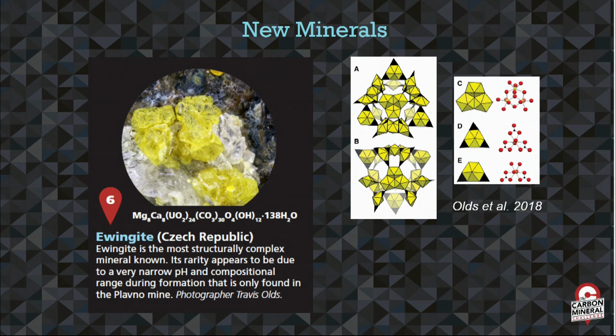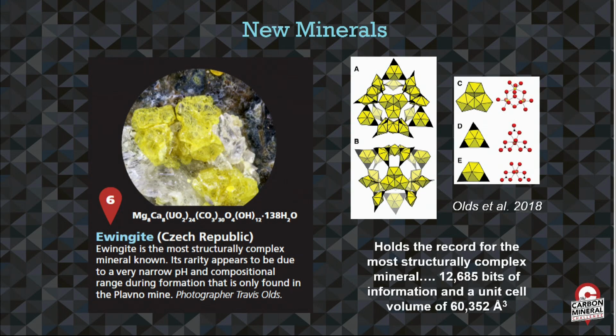It's made of these clusters of uranyl and carbonate, and it actually has the most complex structure that we know of in the mineral kingdom today. It has over 12,000 bits of information in the unit cell, and a unit cell volume of over 60,000 cubic angstroms. For those of you who don't do mineralogy, that's ridiculously large. That's a particle about 8 nanometers in diameter, just for one unit cell of the material.